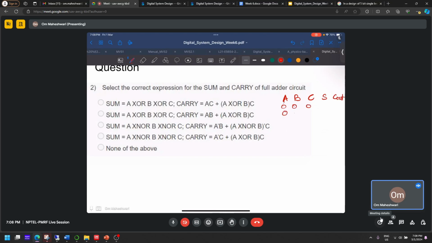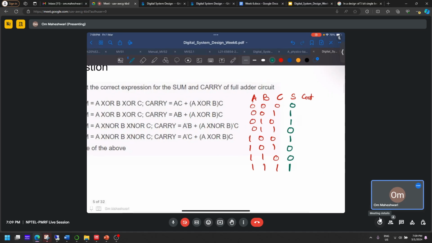0 0 0, 0 0 1, 0 1 0, 0 1 1, 1 0 0, 1 0 1, 1 1 0, 1 1 1. Sum is 1 when either one of these is 1 or all three of these are 1, so the sum column is 0 1 1 0 1 0 0 1. And when is carry 1? When any two or more of them are 1. So carry will be 1 here, here, here and here. Rest all are 0. Okay, so this is sum and carry.